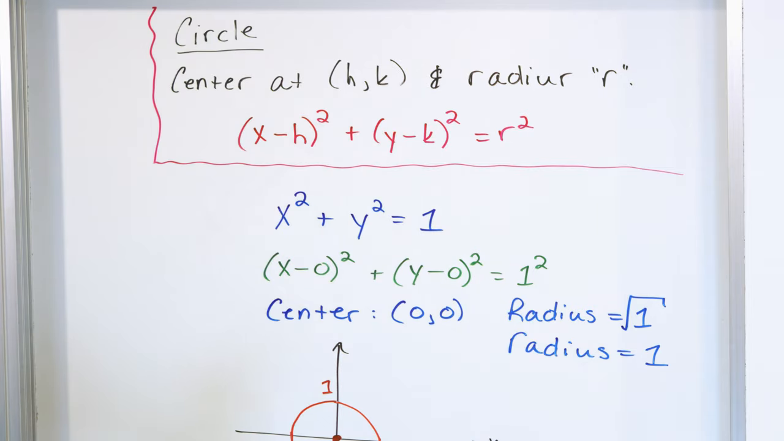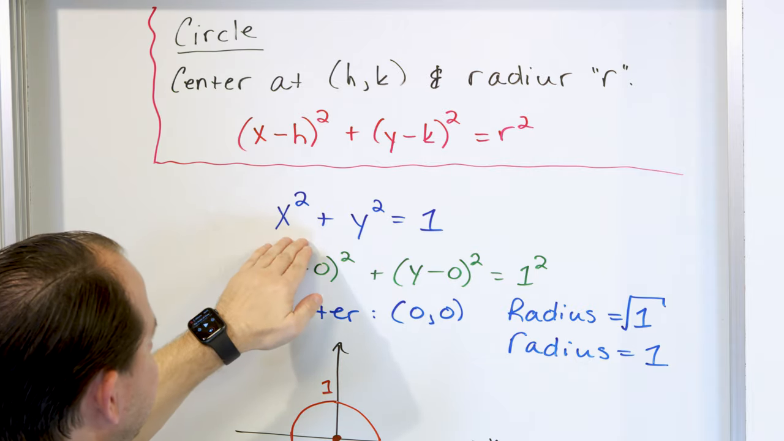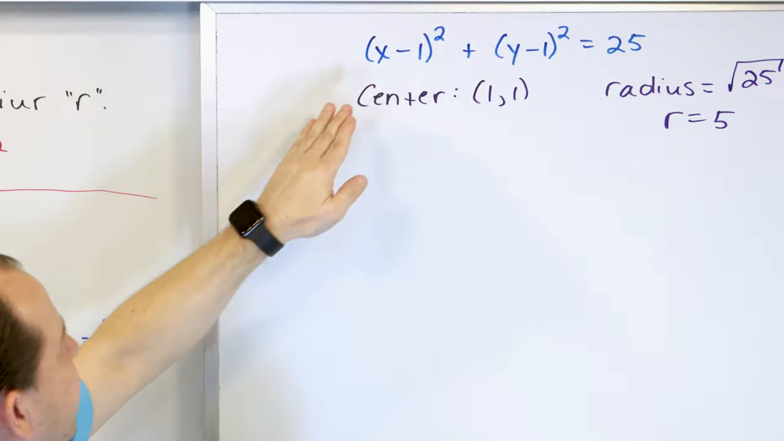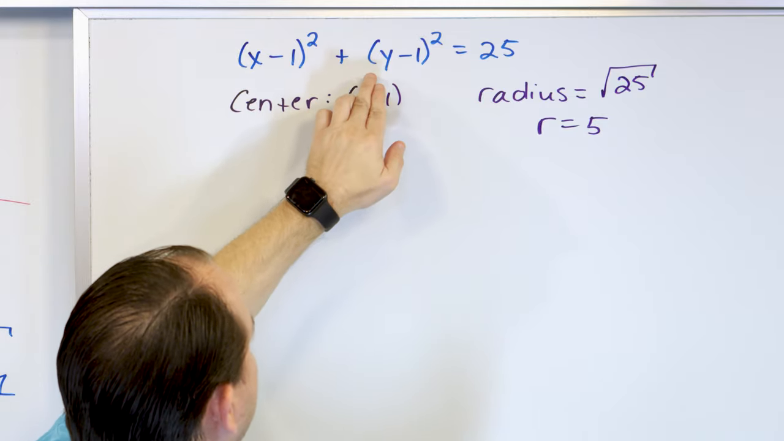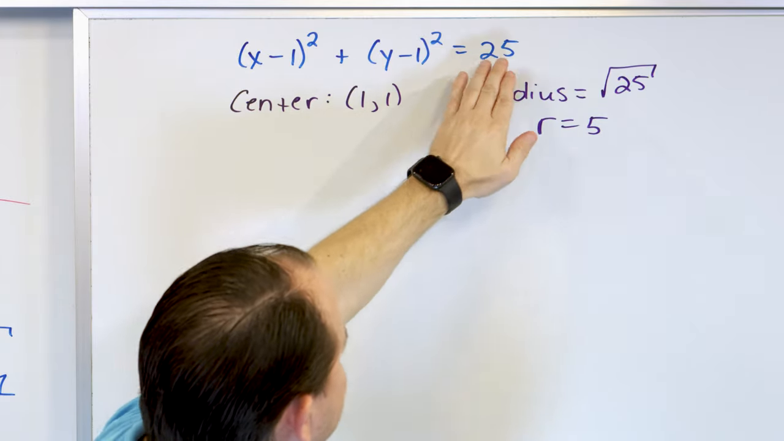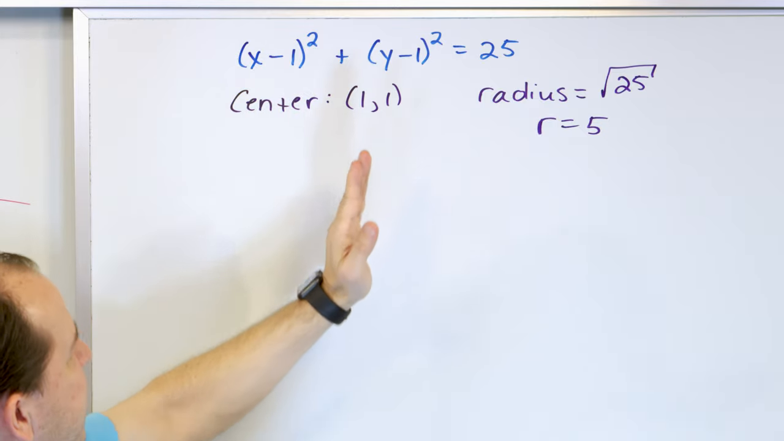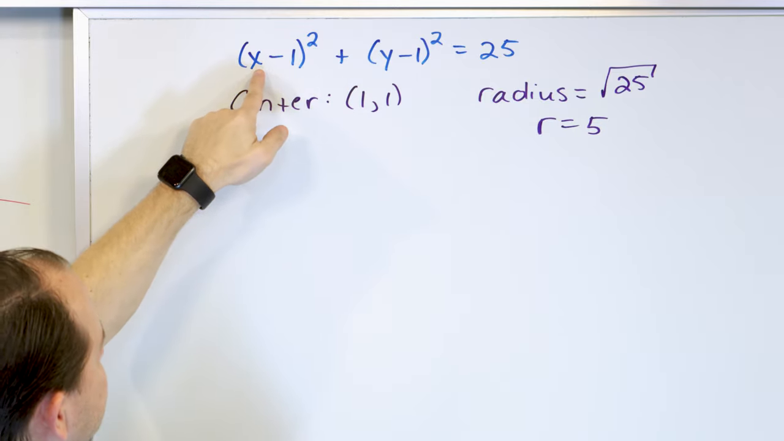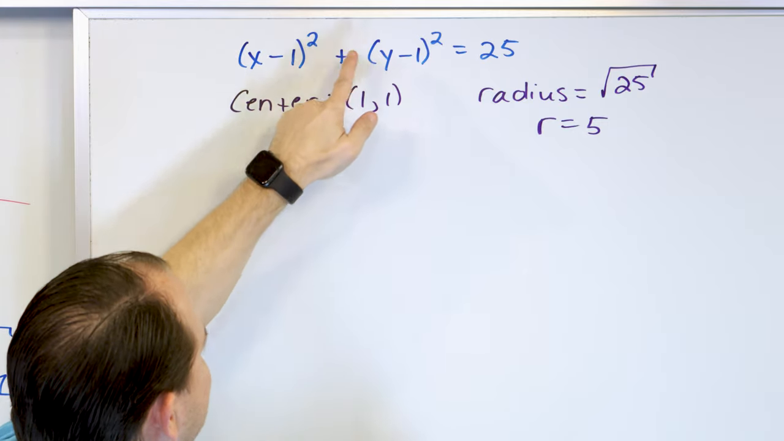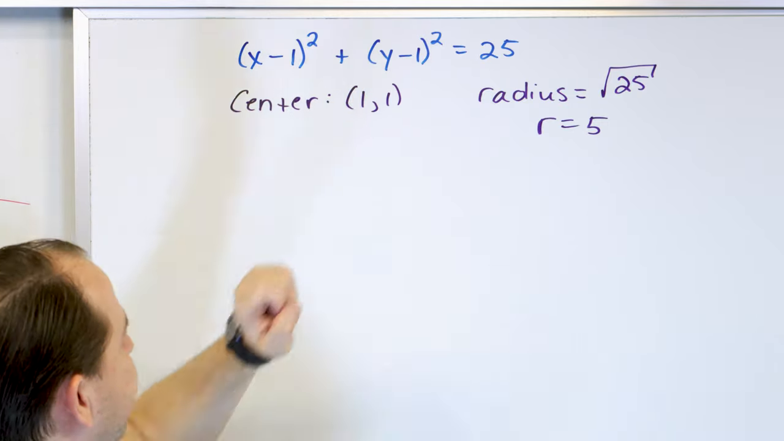But probably the easiest way to do it is to compare this equation, x squared plus y squared is 1, with this equation, x minus 1 squared, y minus 1 squared, and you can, in your mind, replace this with a 1. Basically, this equation is shifted to the right 1 unit and up 1 unit, because if I put a 1 in here and a 1 in here, I'm going to get a 0 squared and a 0 squared.